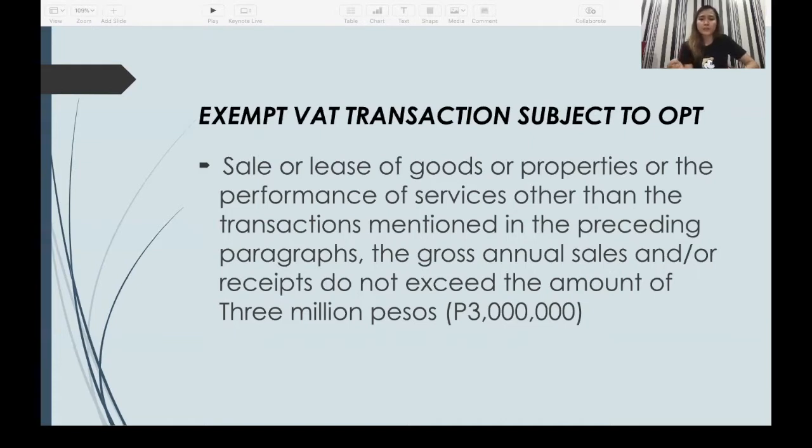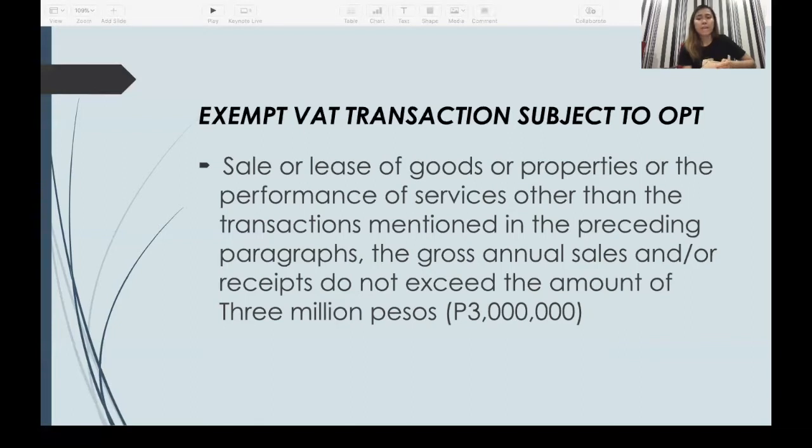So here I will give an illustration. Example, I am into the buy and sell ng gadgets. And yung gross annual sales ko at the end of the year is not exceeding 3 million. So, exempted ako sa VAT transaction. But, I am subject to other percentage tax.